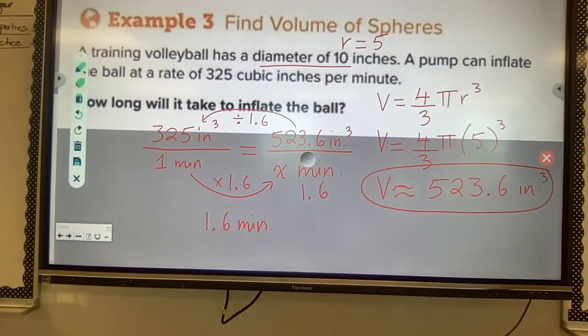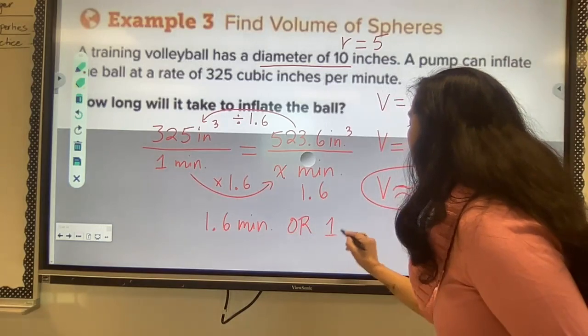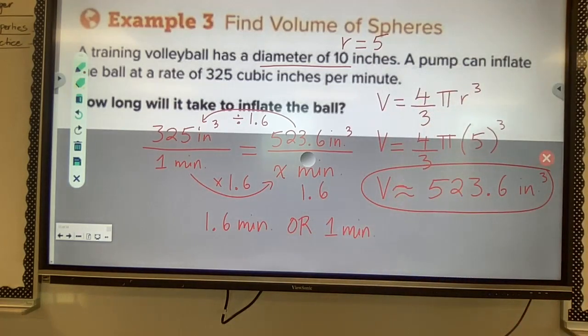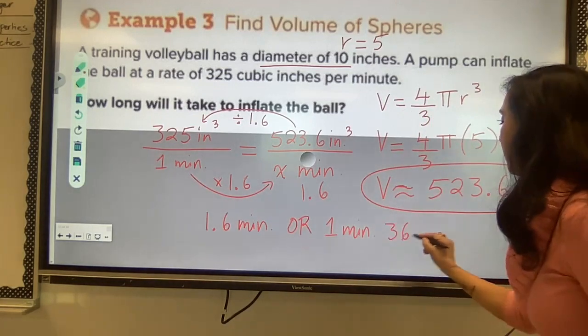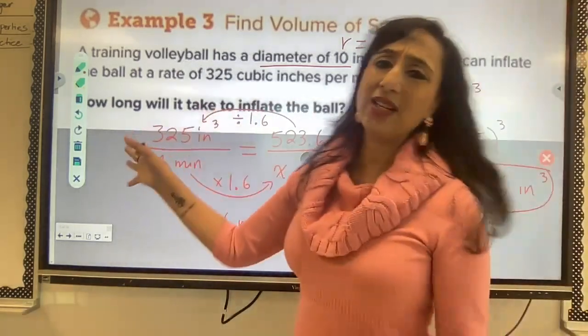All right, or 1 minute and 36 seconds to inflate the volleyball. Okay, so this is one method I taught you.